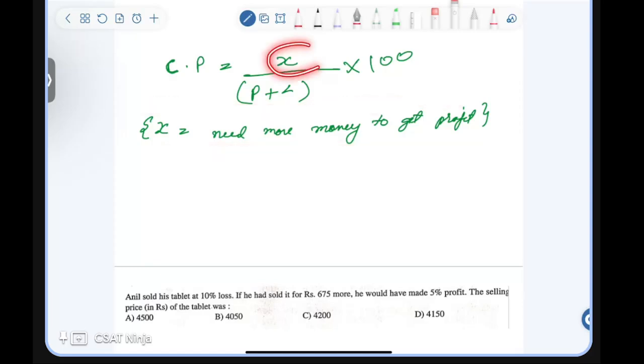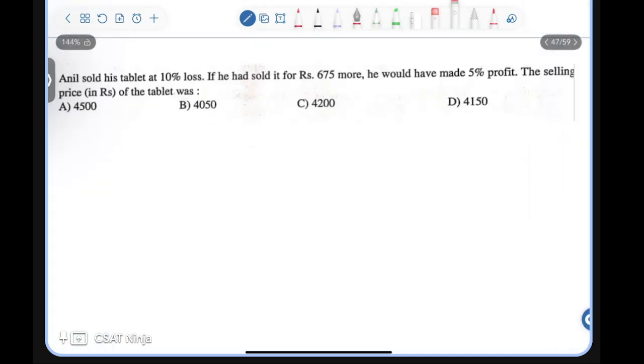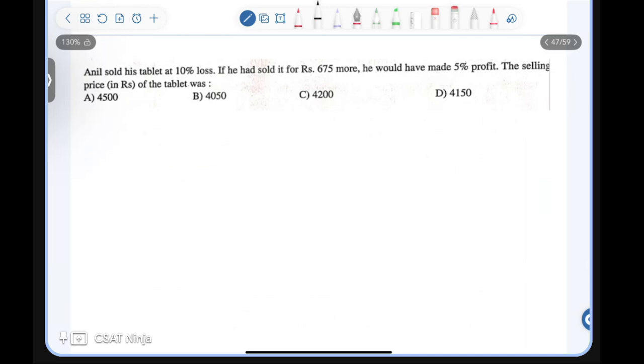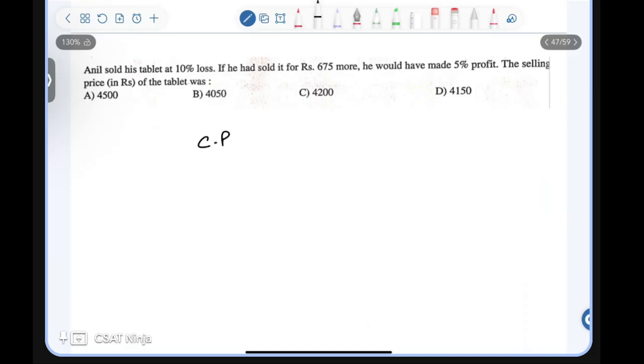So the formula here is X, which is the needed more money to get a profit, and profit plus loss into 100. So I'll do it like this. Since we are doing profit and loss, like I told you earlier, I'll assume my cost price without using the formula, okay? I'll assume a cost price of 100. And Anil is selling at 10% loss. That means the selling price is how much? 10% less than 100, which is 90. If he had sold for 675 more, then he would have gained how much? 5% profit.